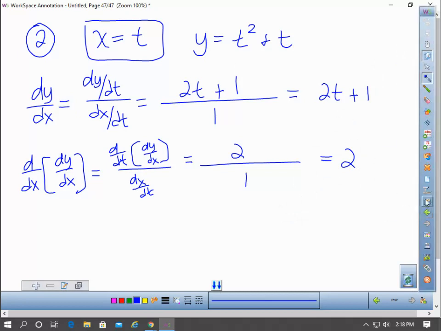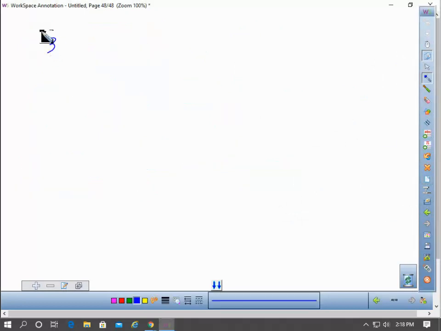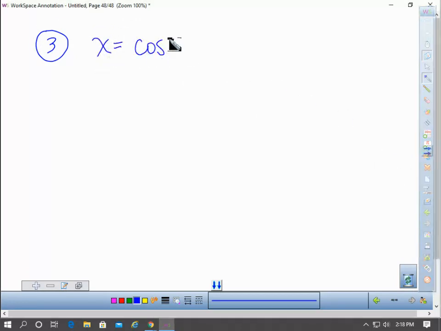All right, and then a third one. I'm going to do a third one just to practice. So let's do one that has trig in it. Let's do x equals cosine theta, and let's do y equals sine theta.